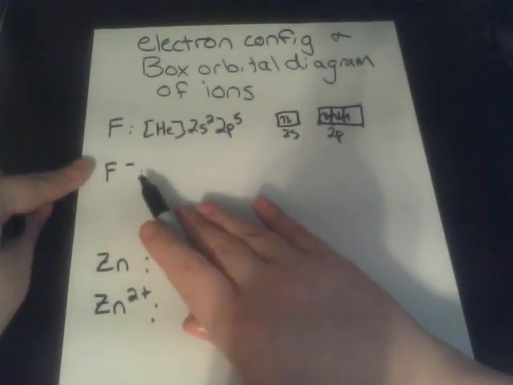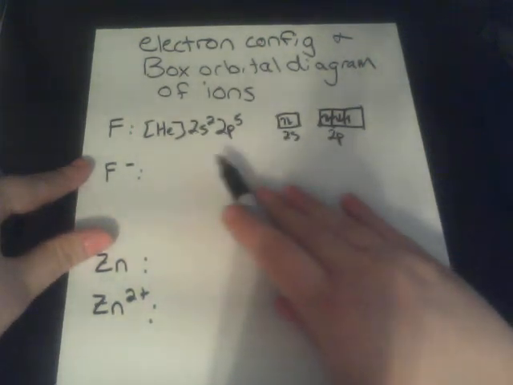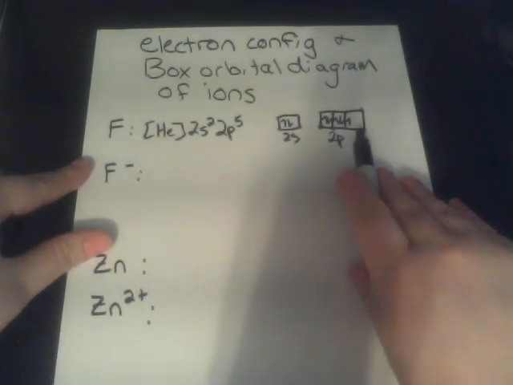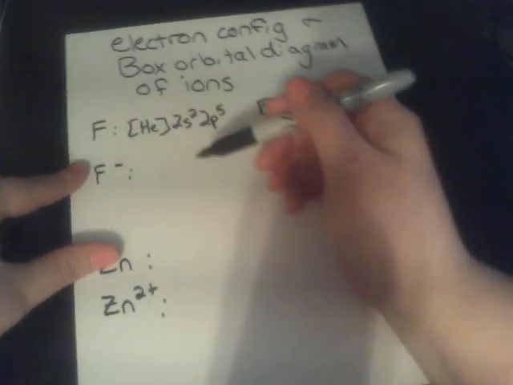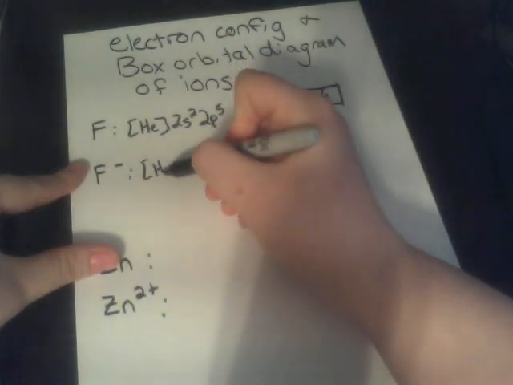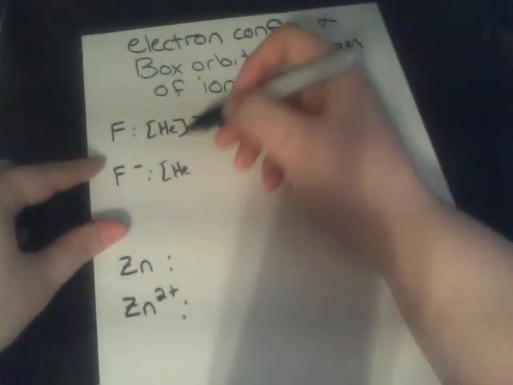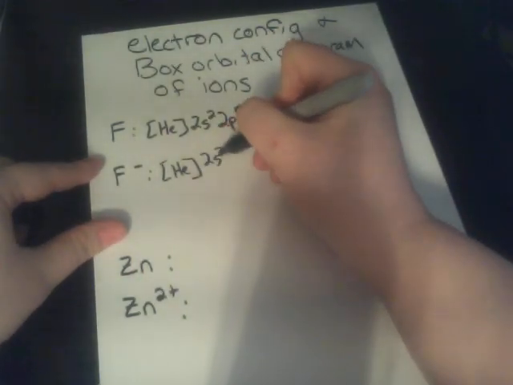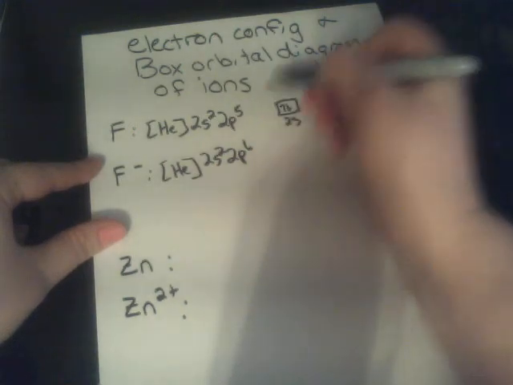That means that we've gained 1 electron. So where would that electron go? It logically would go here. We would now be writing an electron configuration, not just for fluorine, but for essentially neon, because we gained 1 electron. So helium, 2s2, 2p6 now.